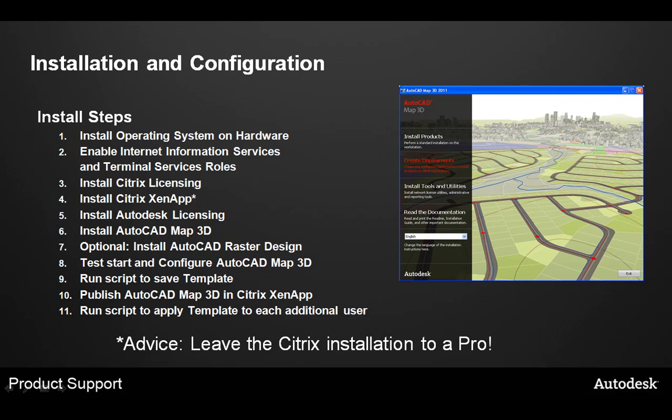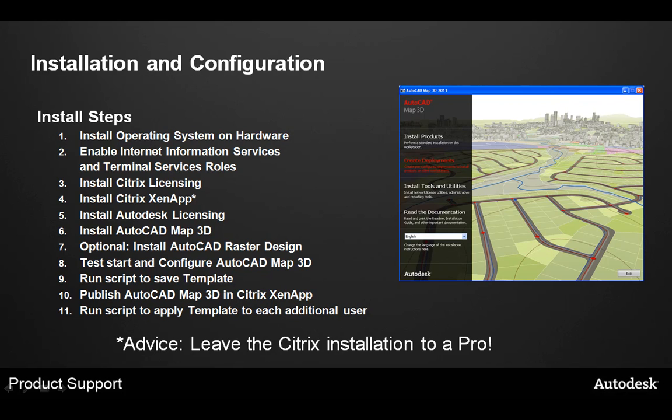Installation and configuration steps for Map 3D include installing the operating system on your hardware, enabling the Internet Information Services and Terminal Services roles prior to installing Citrix, the installation and configuration of the Citrix licensing, as well as the install of Citrix XenApp. Leave the Citrix install to a pro. When Citrix is completely installed and configured, you can then move on to the install of Autodesk software.